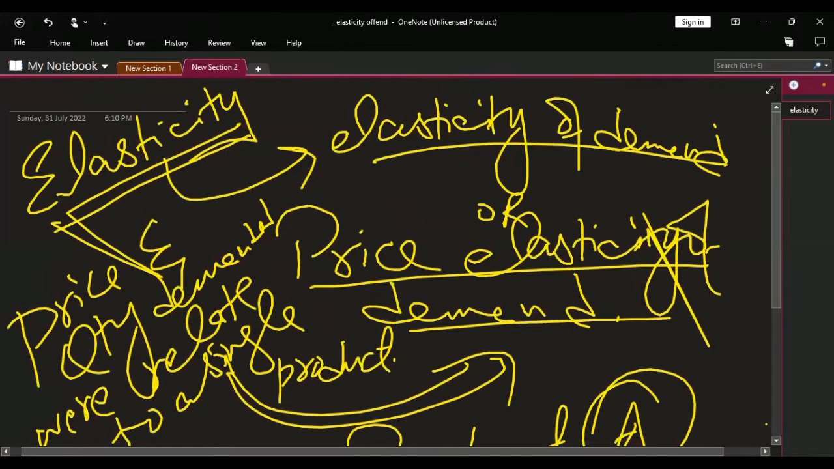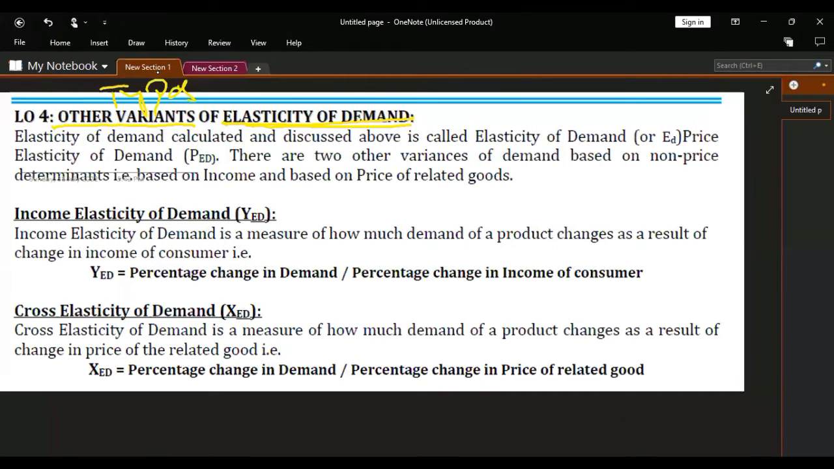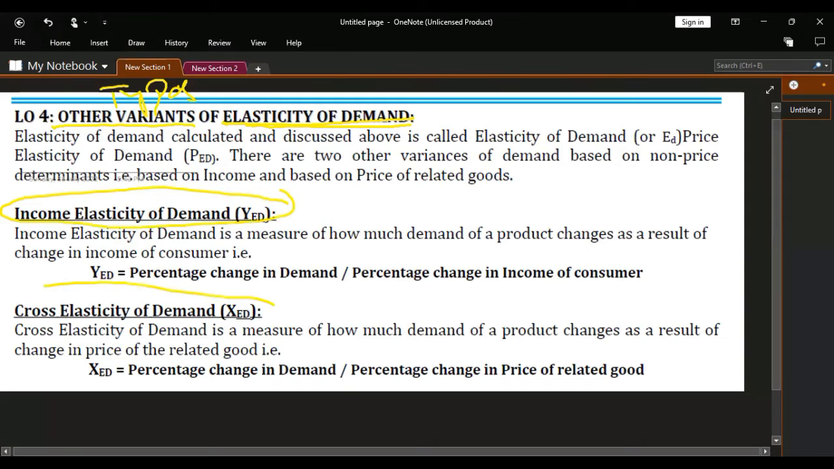Now, in today's class, we are going to study the other two types of elasticity of demand, that is income elasticity of demand and cross elasticity of demand.